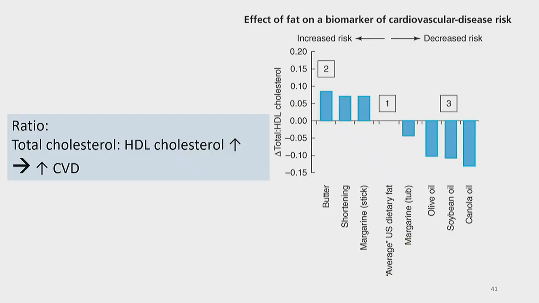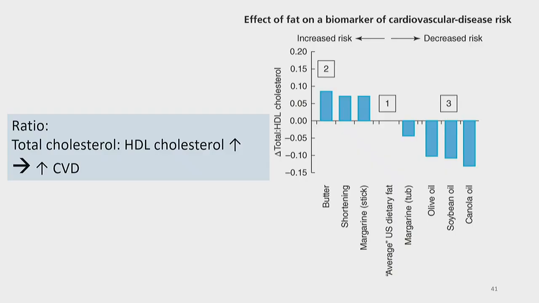If we look here, first, this study looks at the effect of different types of fat on cardiovascular disease risk, and how they measure the risk through the ratio I mentioned, the ratio of total cholesterol to HDL cholesterol. When it's high in the blood, it increases the risk of cardiovascular disease. So this is what they are looking at. Number one represents the amount of fat in the typical American diet, what the usual population in the US eats as fat.